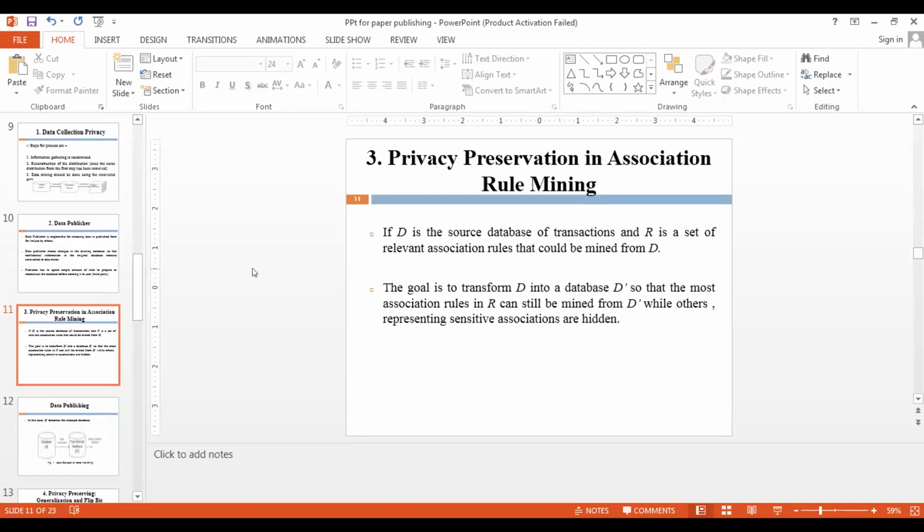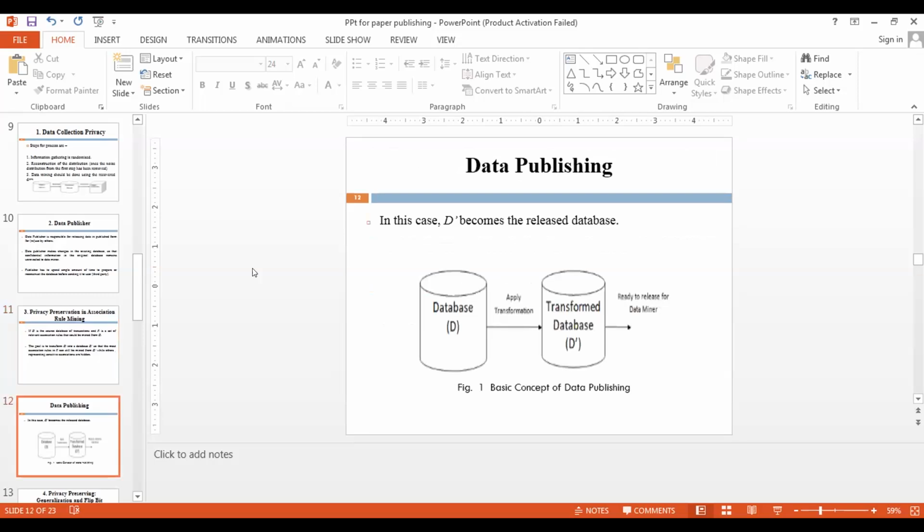This is the main database, and that is D dash. From D dash we will provide the data, but the main database D will be hidden with us. That will be the main goal, and accordingly this rule mining will occur. Next, suppose that, as in the earlier database publisher, the database D will be there. We apply the transformation method. In the diagram we have shown that D dash will be there, and from D dash whichever data will be mined, they will use. Here also database D will be preserved.